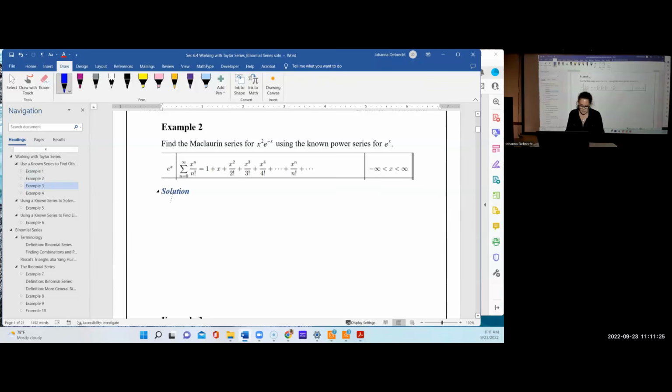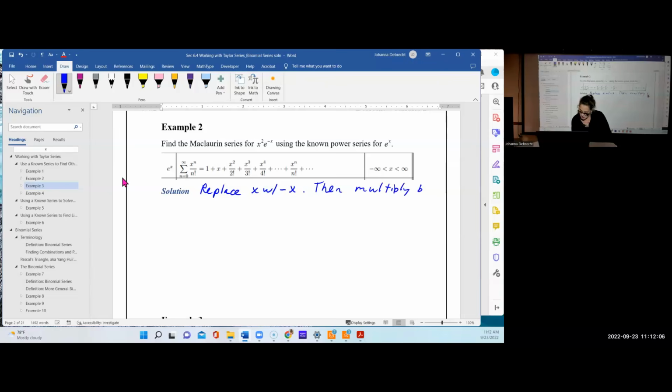Now let's take a look at this example, which is to find the Maclaurin series for x squared e to the negative x. Now this one is going to be a little bit more complicated because we don't have e to the x, we have e to the negative x. So we're first going to have to change the e to the x to e to the negative x, and then we'll multiply it by x squared. So let's take a look at what we want to do with that. So first things first, we want to replace x with negative x, all right? And then we'll multiply by x squared.